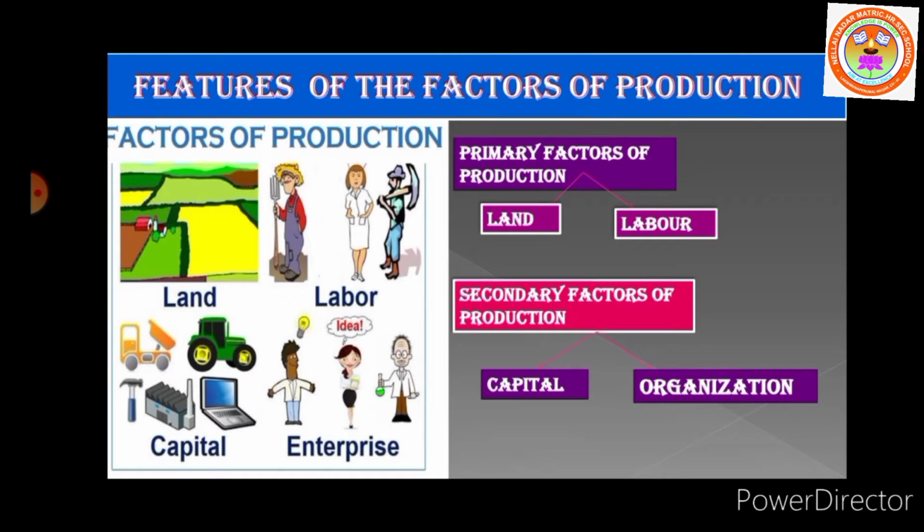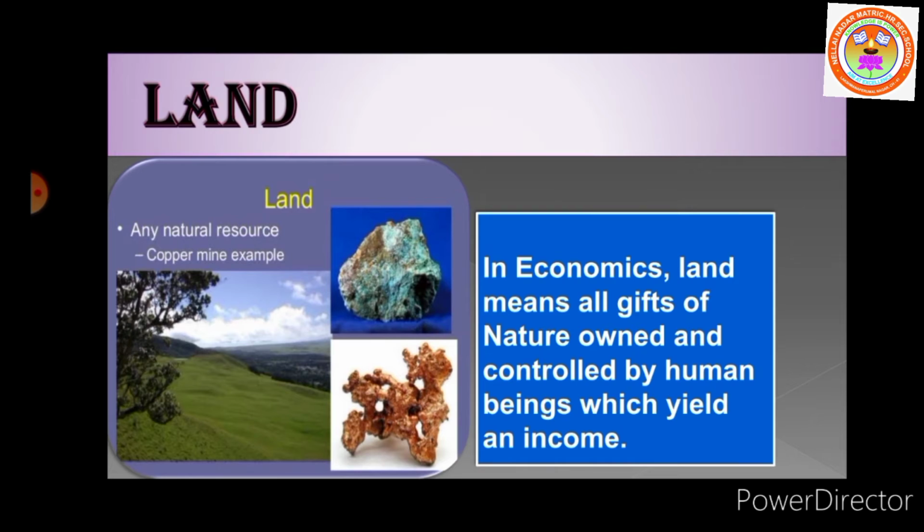These 4 factors depend on each other. They have a coordinated impact on production of goods and services. Goods are produced, services are performed. Next, let us see the first factor, land.